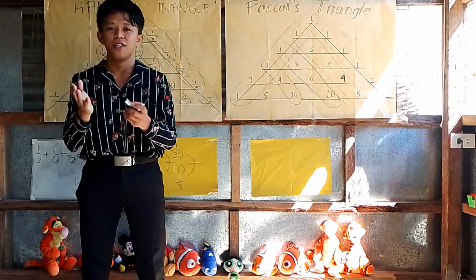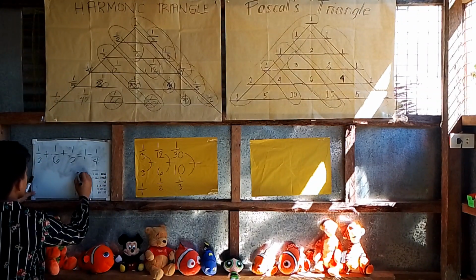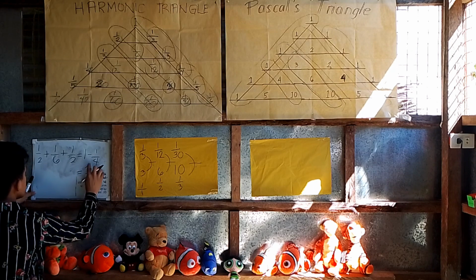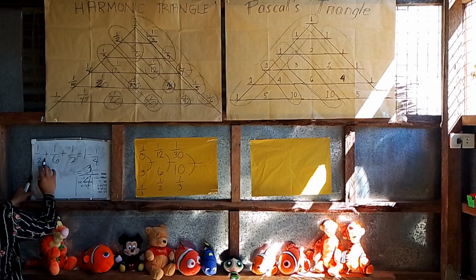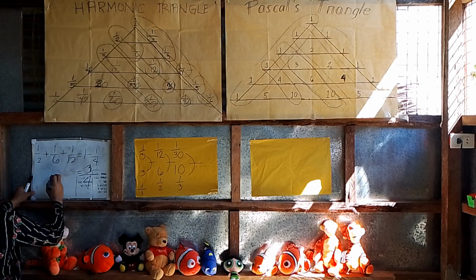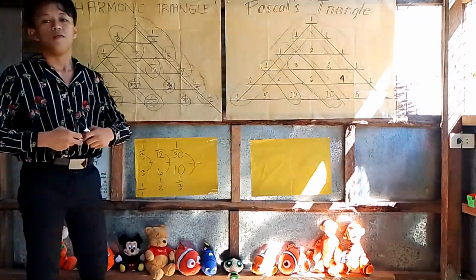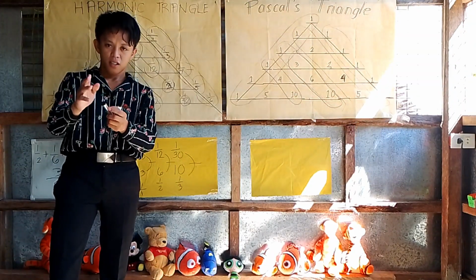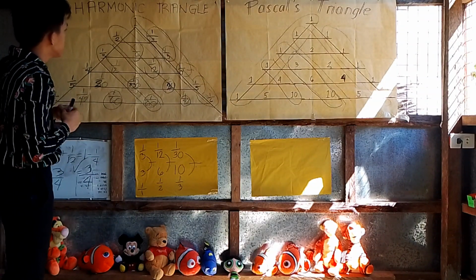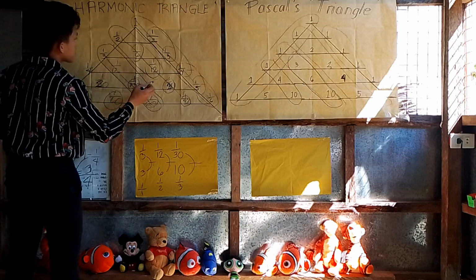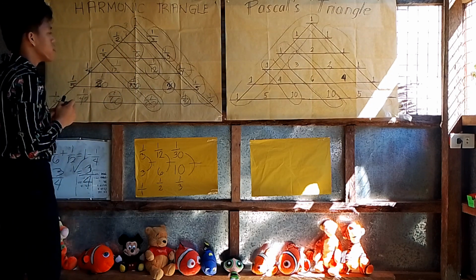Now, 1 minus 1/4 equals 3/4. And 1/2 plus 1/6 plus 1/12, the answer is 3/4. So, same. That is Leibniz's rule. If we add this sequence, the answer is 3/4.